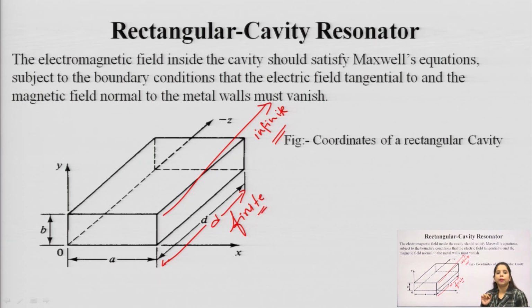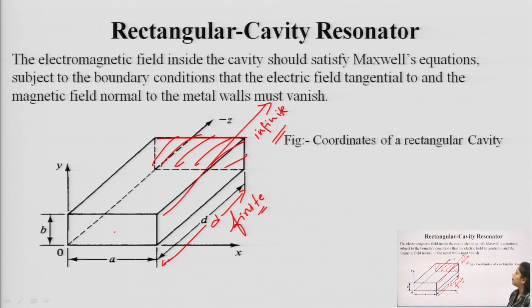So, we can see that in a waveguide the two ends are open, but in a cavity this end is closed, this end is closed and only this end is open. This is the basic difference in the construction of the rectangular waveguide and the rectangular cavity resonator.